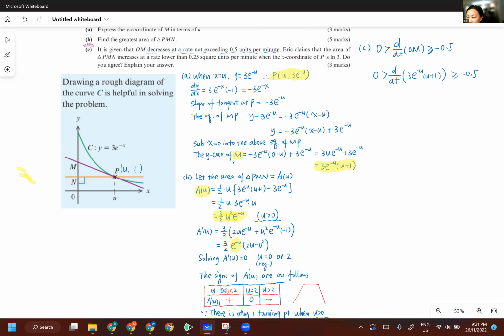Let's look at another rate. It's the area. Eric claims that the area of the PMN increases at a rate lower than this. Do you agree? Let's find out. Let's not set up an equation because it doesn't say the area. What is the rate of the area? Let's find out the rate of the area. Okay, we already know A. Now I just put A inside.